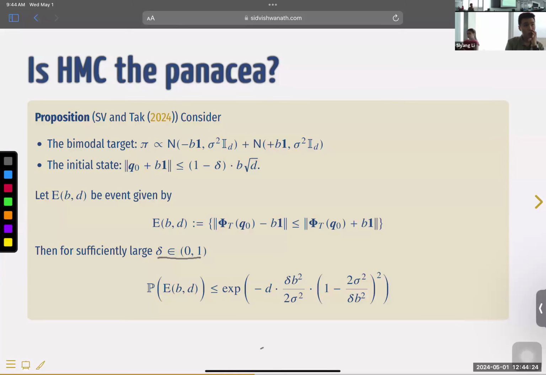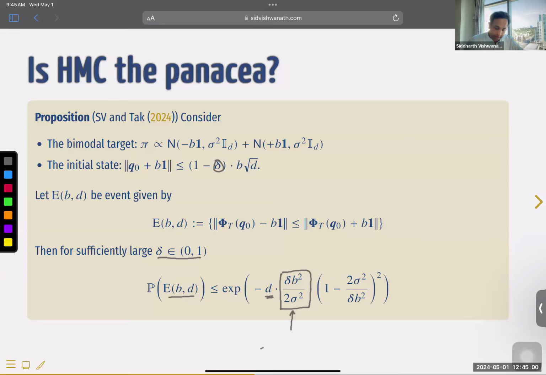But what I'll point out is that if delta is large, that means you're closer to the higher density region around your first mode. So if delta is sufficiently large, then the probability of even generating a proposal that is closer to the other mode decreases exponentially in the dimension. And this quantity over here, that's delta b squared over 2 sigma squared, captures the change. The main term over here is the exponential dependence in the dimension. So if you go from b equals 2 to b equals 3, the probability of generating proposals from one mode to the other is sharply decreasing.